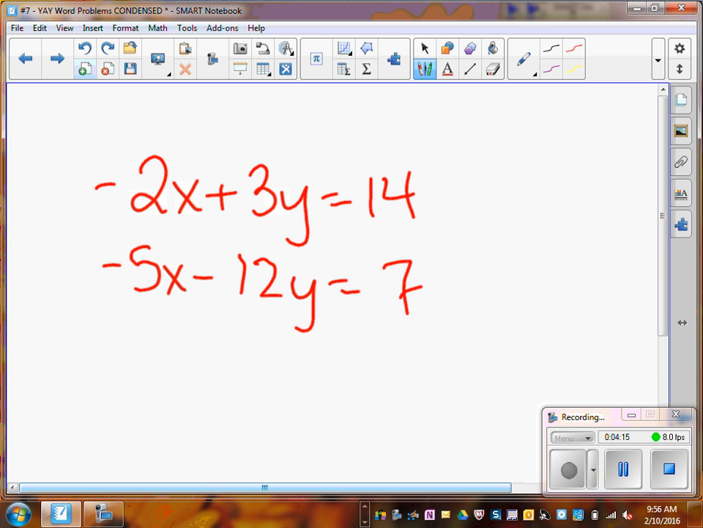Can I multiply 3 by something to get 12 or 12 to be 3? Yeah, what can I do? 4. So I'm going to multiply my top equation by 4. Now that I have my numbers, I need to check my signs. I have 1 positive, 1 negative. That's good, that's exactly what I need. So that would be my first step. Alright, questions on that?